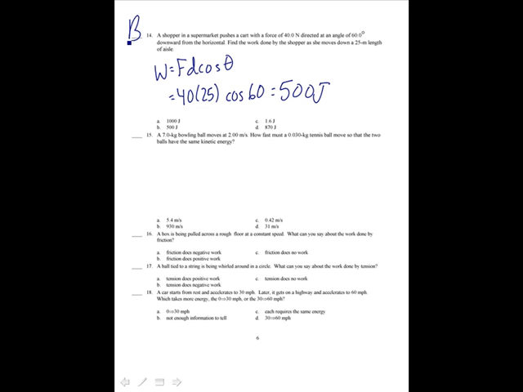A 7 kilogram bowling ball moves at 2 meters per second. How fast must a 0.03 kilogram tennis ball move so that the two balls have the same kinetic energy? Well, you want the kinetic energy of the bowling ball to equal the kinetic energy of the tennis ball. This is 1/2 mv squared equals 1/2 mv squared. And we want to know what is VTB, the velocity of the tennis ball, or the speed of the tennis ball, so we solve it for that.